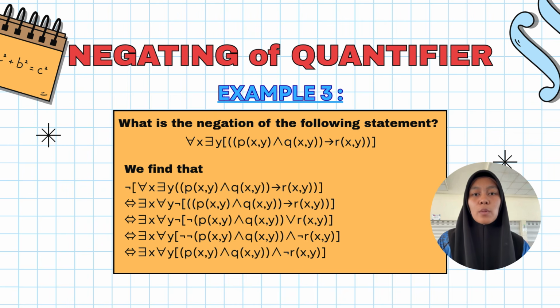Step 3. We have to remove the implication. We use the implication rule where A implies B is equivalent to not A or B. Step 4. We have to apply De Morgan's law. Using De Morgan's law, the negation of a disjunction becomes a conjunction. The last step is to simplify the double negation, where we cancel out the negation symbols. Therefore, the final answer is there exists an x such that for every y, P(x,y) and Q(x,y) and not R(x,y).